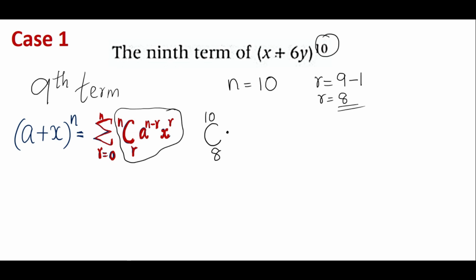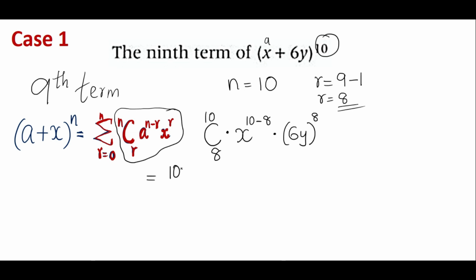So here the first term, just compare it with the question. Here this is going to be a, so x to the power of n minus r. n minus r is 10 minus 8, multiplied by your second term. Here it's 6y, so I'll put it inside a bracket because it's the second term, to the power of r, and my r is 8.